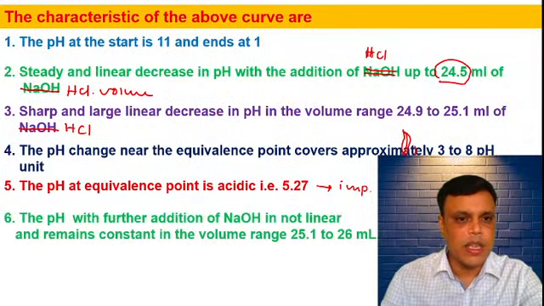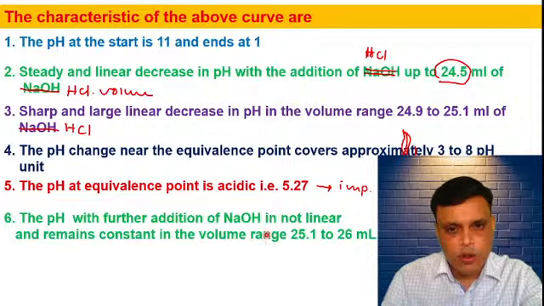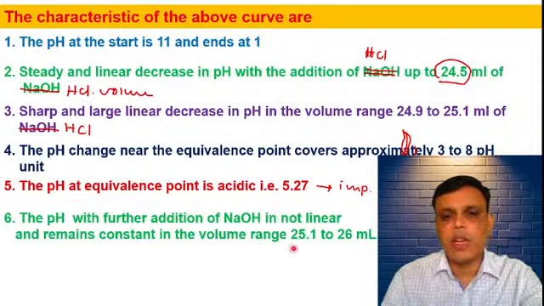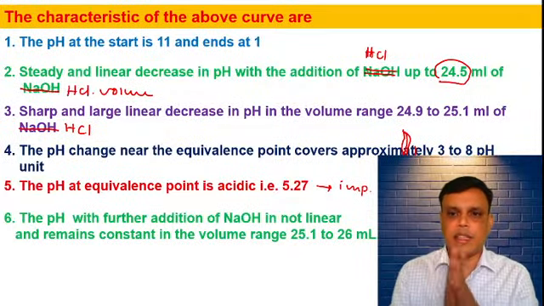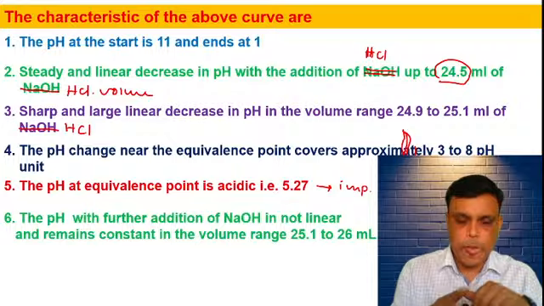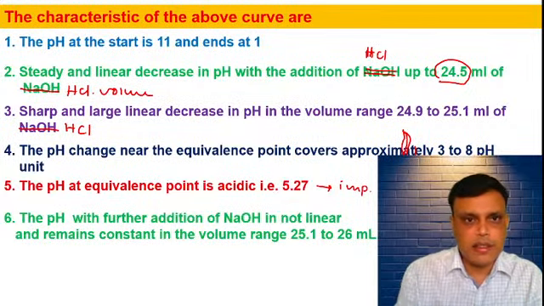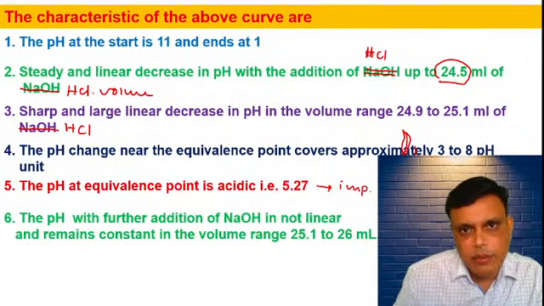Then the next point is that the pH with further addition of HCl is not linear and remains nearly constant in the volume range 25.1 to 26 ml. So these are some characteristics. Out of these, these three characteristics are very important.